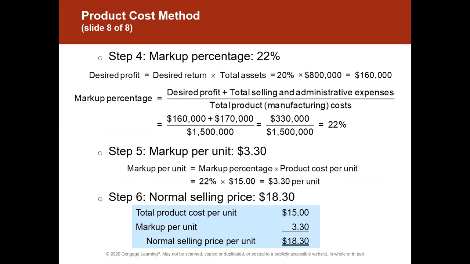Once we know it's 22%, then we find our markup per unit, which is to take the 22% times the $15 cost per unit, which is $330. Then our normal selling price, which is the $15 cost per unit plus the $330 markup per unit, total cost of $1,830. So again, there's no crazy math here, okay? You just have to know what numbers you need to use.